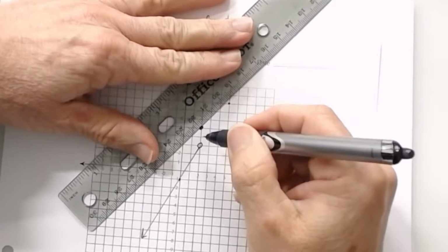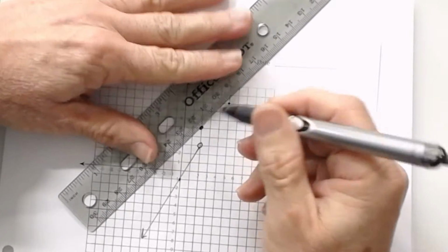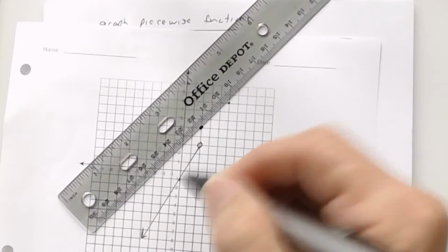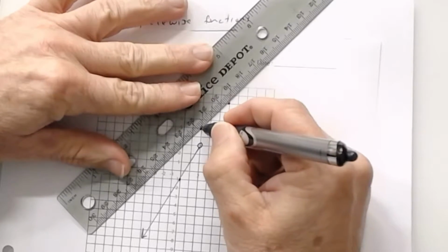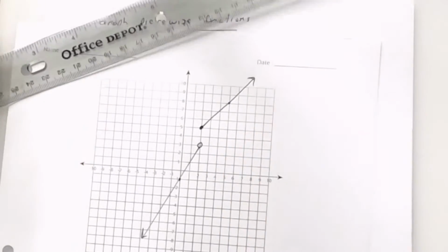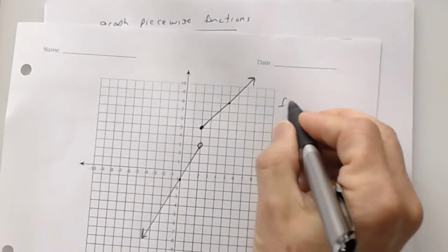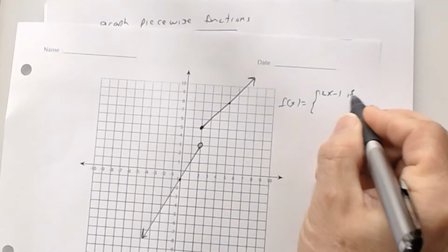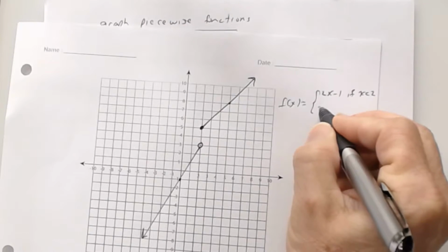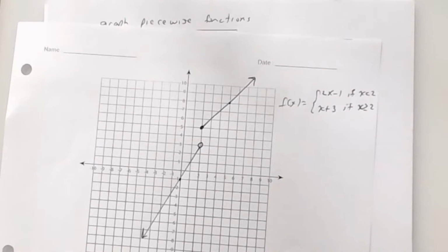Notice these are, for the most part, rays. Remember from high school geometry, a ray has an endpoint and an arrow, right? Don't draw 2 arrows on these things. You start here and then go this way with an arrow, and you're done. There's your function. That is f of x equals 2x minus 1 if x is less than 2, and x plus 3 if x is greater than or equal to 2. That's what it looked like.